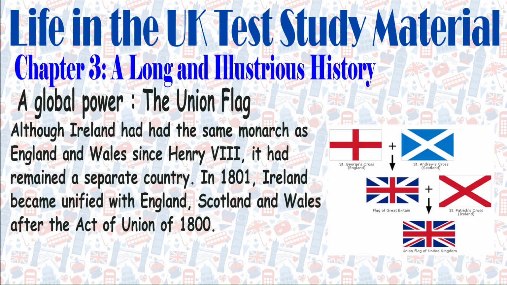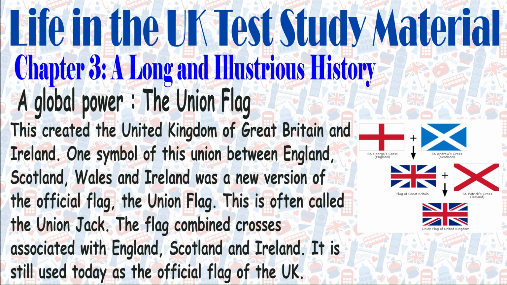Although Ireland had had the same monarch as England and Wales since Henry VIII, it had remained a separate country. In 1801, Ireland became unified with England, Scotland, and Wales after the Act of Union of 1800. This created the United Kingdom of Great Britain and Ireland.